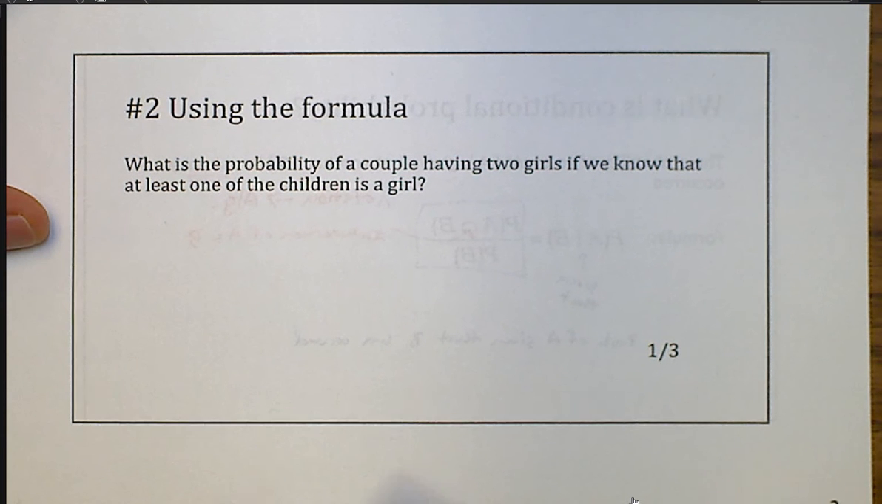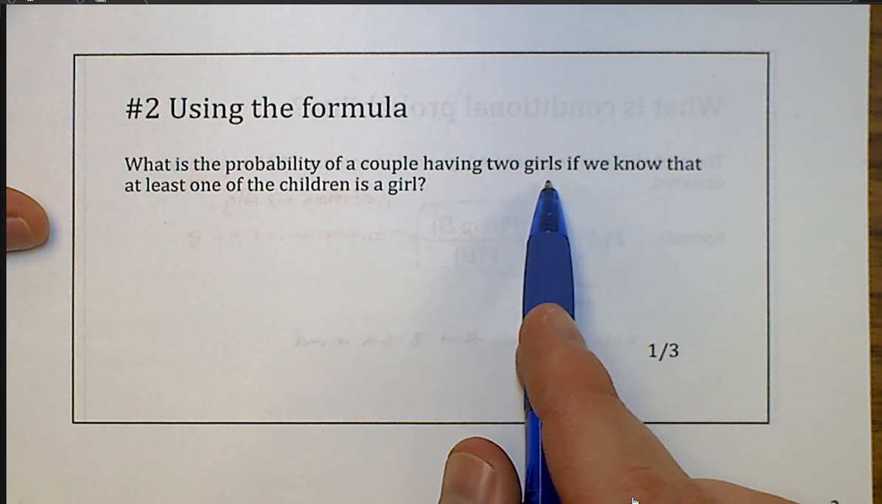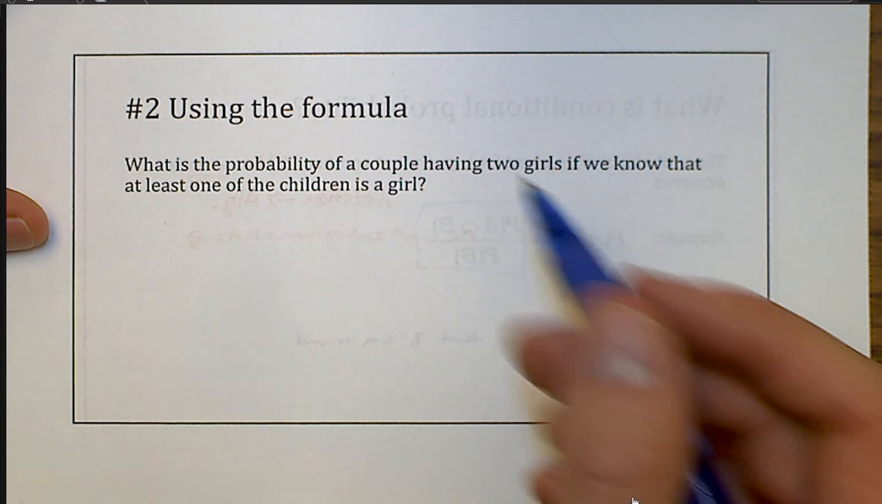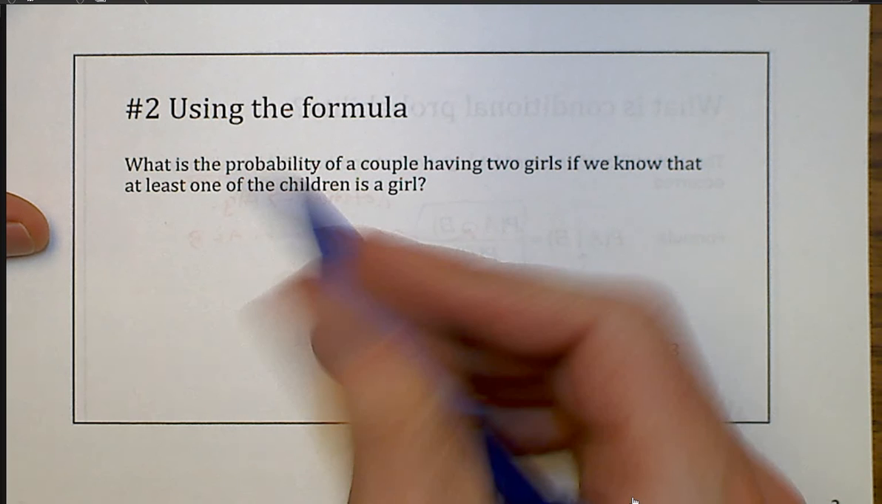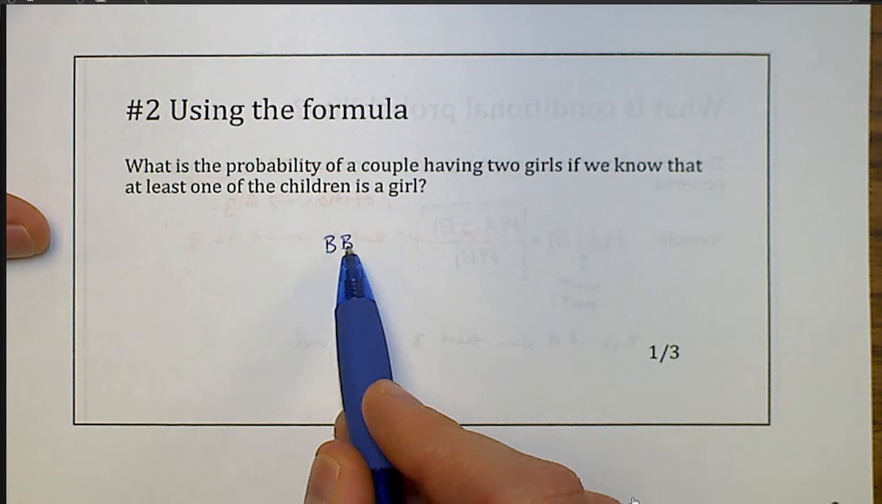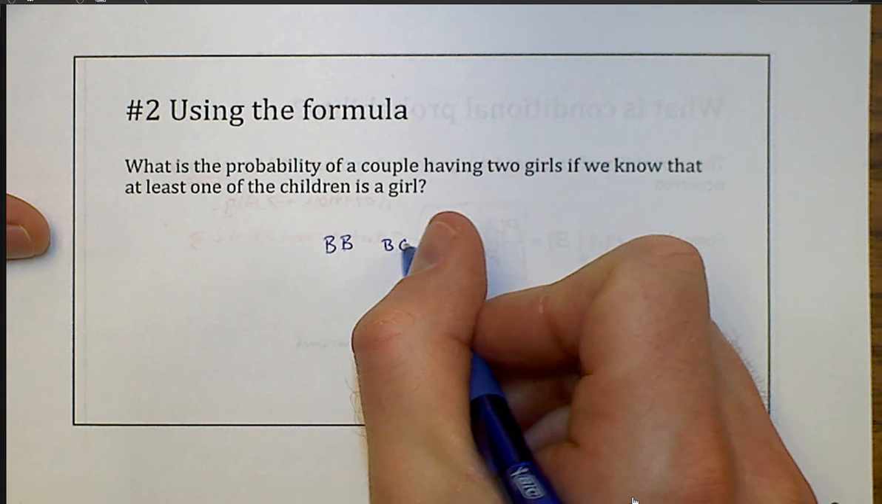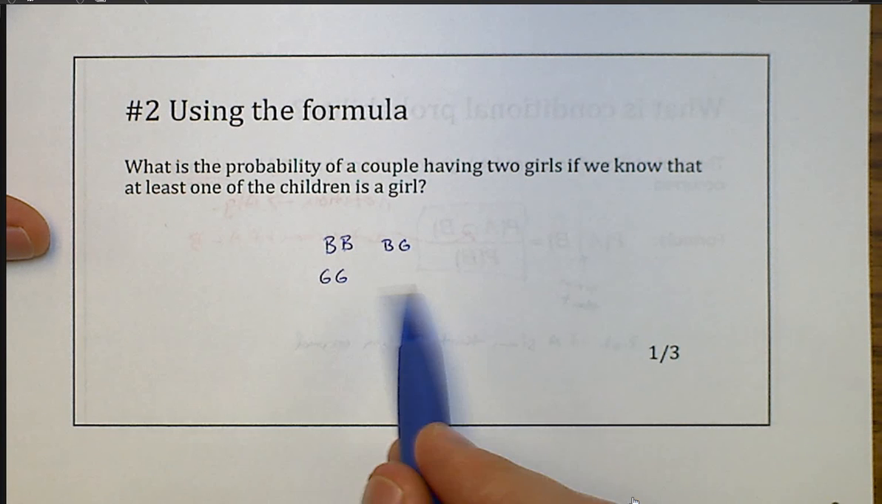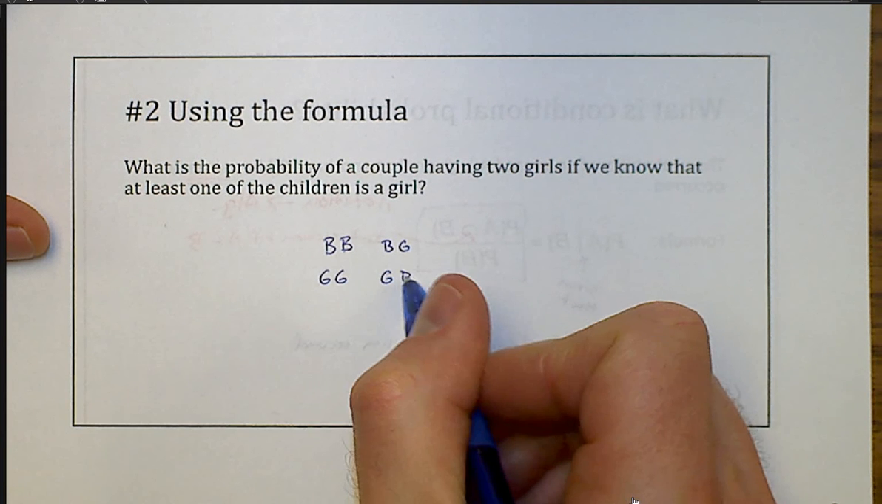So let's take a look. What's the probability of a couple having 2 girls if we know that at least one of the children is a girl? All right, well, here are your options. They could have boy, boy, so the first child's a boy, second child's a boy. They could have a boy, girl, a boy first, a girl second. They could have girl, girl, 2 girls, and they could have girl, boy. That's really our 4 choices.